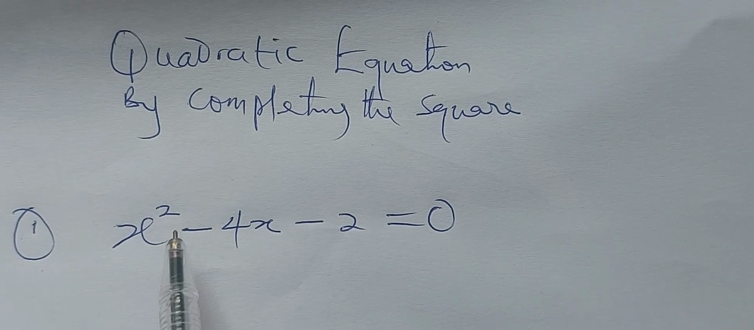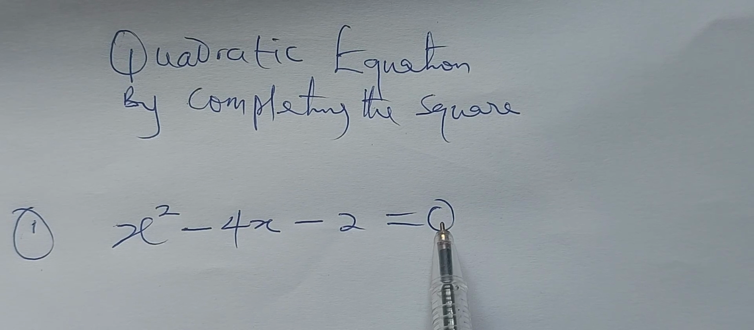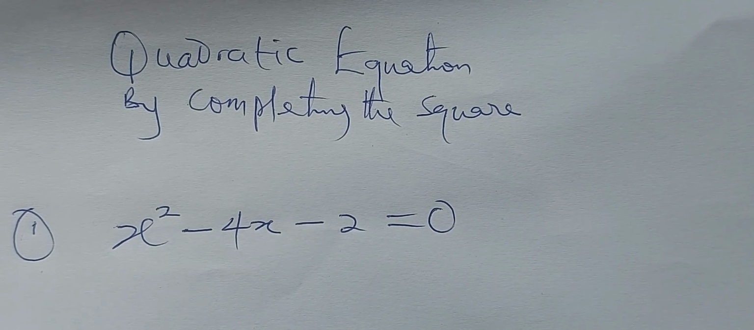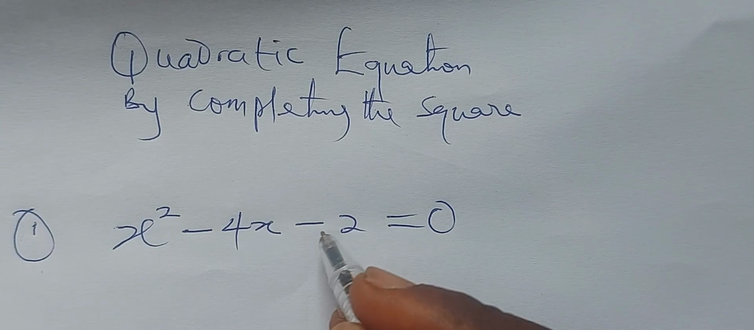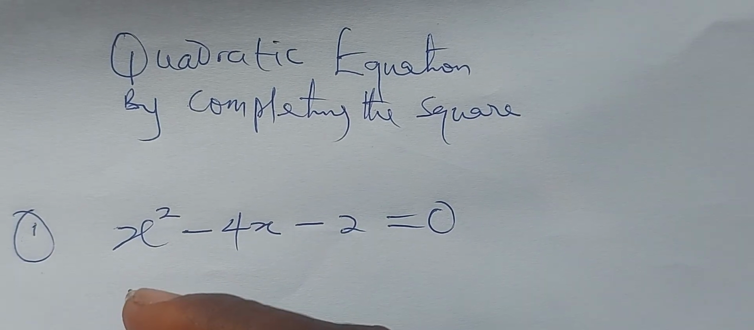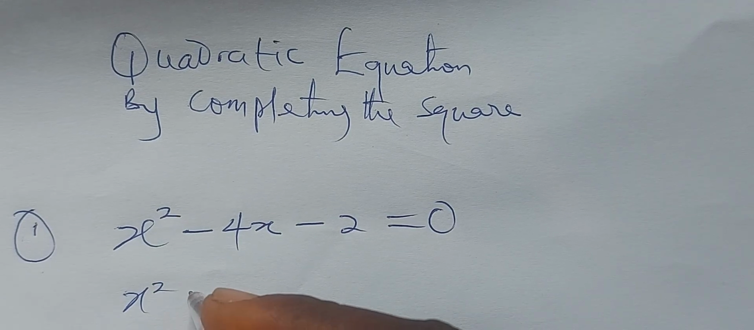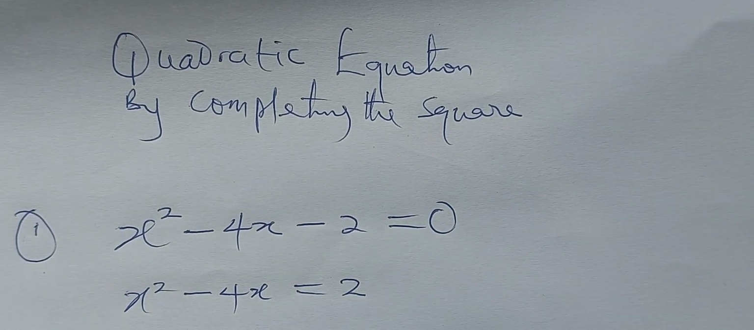Let's look at the quadratic equation by the completing the square method. The equation is before us: x squared minus 4x minus 2 equals 0. This is a quadratic equation. So what you do is start by taking the third term, the one without an unknown, to the other side. We have x squared minus 4x equals 2.